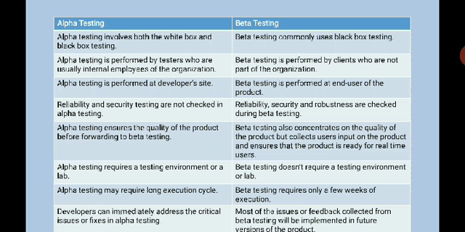So then we have alpha testing requires a testing environment or a lab, and beta testing does not require a testing environment or a lab. Right, alpha testing may require a long execution cycle, wherein beta testing requires only a few weeks of execution. And developers can immediately address critical issues or fixes in alpha testing. Wherein in beta testing, most of the issues or feedback are collected from beta and will be implemented in future versions of the product, right?